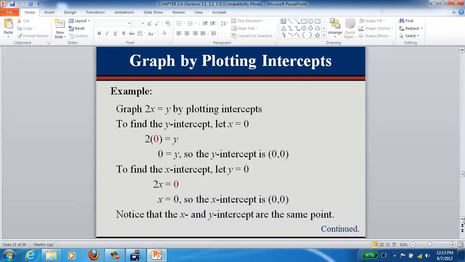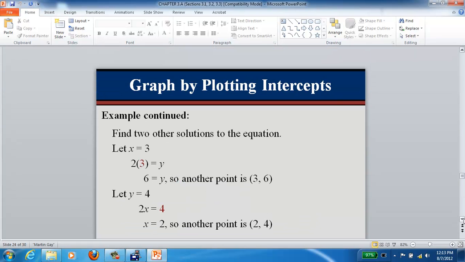Therefore, you need another point on the line. So let x equal 3. Solving for y, y is equal to 6. So the second point is (3, 6). And for a third point, let y equal 4. Substituting 4 for y and solving for x, x is equal to 2. So another point is (2, 4).